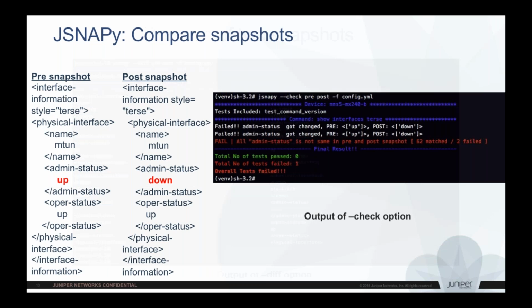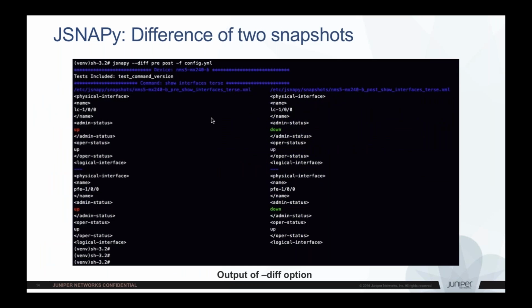You can see here I am comparing two snapshots, pre and a post, using the diff option, which lets me compare two snapshots without any test cases. So the tool provides you all the differences. So here you can see that admin status was up, has become down. So you can get a visual representation of the differences, which are color coded.